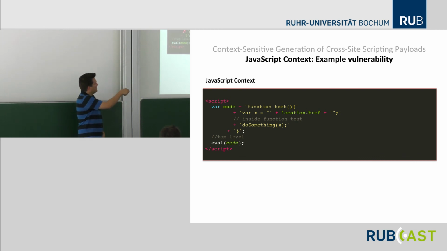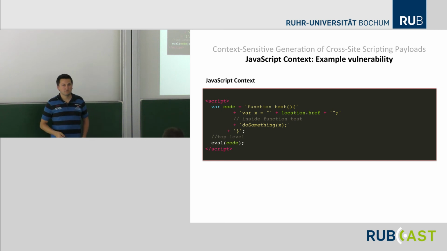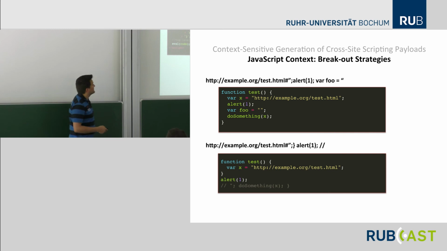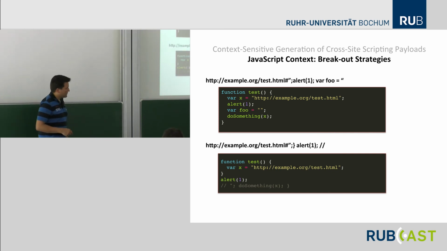And in test, we have a variable, and the variable is filled with user input. And then the function does something with this user input. And this is just a string, hence the web page throws this into eval and executes this. So again, we have a cross-site scripting vulnerability in there. And when we have such a cross-site scripting vulnerability, we have 2 choices on how to exploit this.